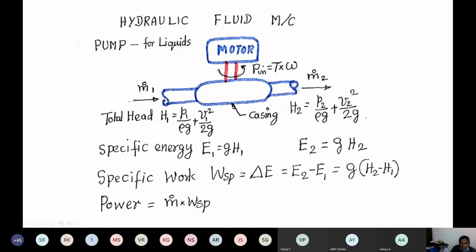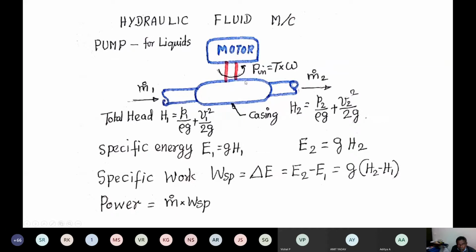See, under fluid machines, you have hydraulic machines and thermal machines. So there is a small difference between them. We'll see that. Under hydraulic fluid machines, the fluid is a liquid. So in this case, I have taken a pump where the energy is added to a liquid medium. Again, the similar schematics: an entry pipe, exit pipe, a casing, and the shaft coming out and connected to the motor.